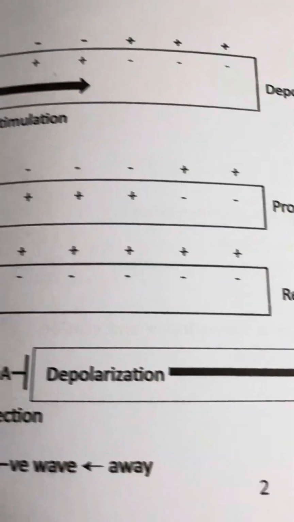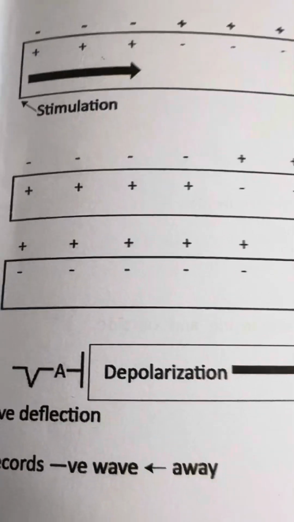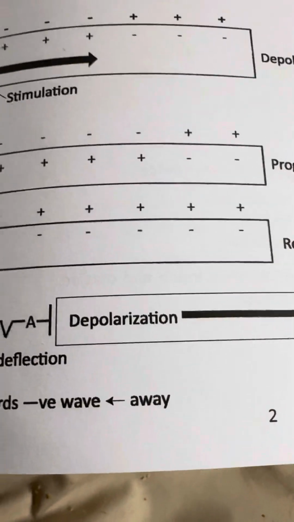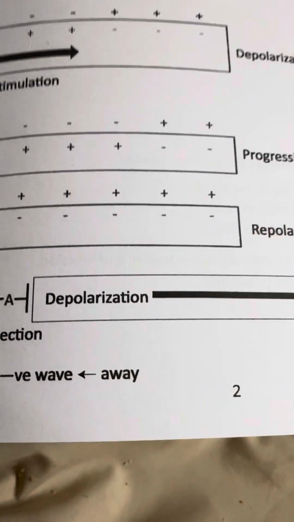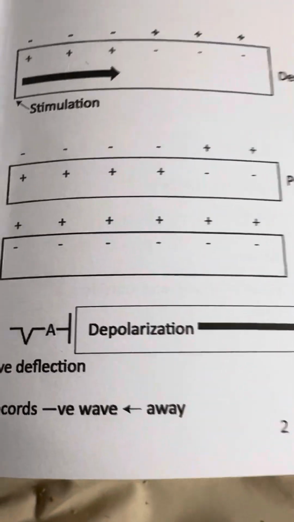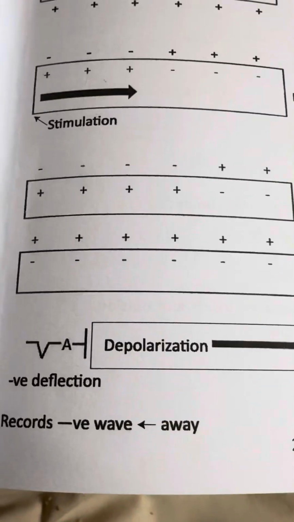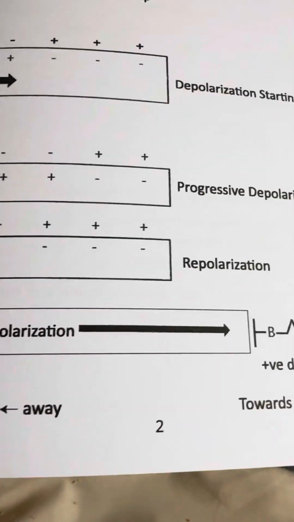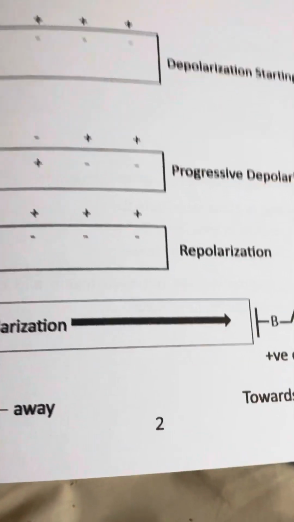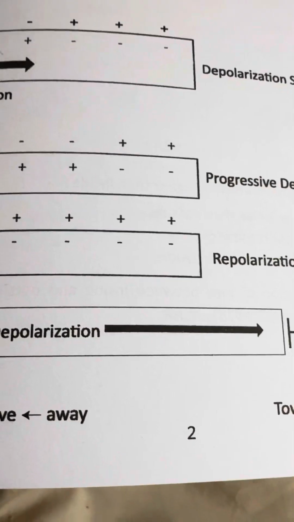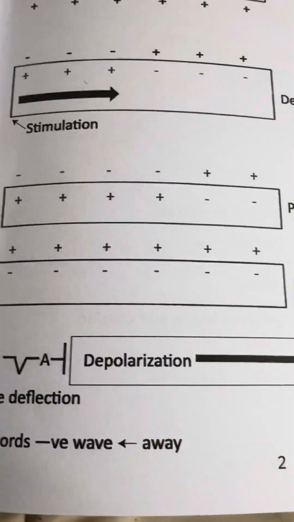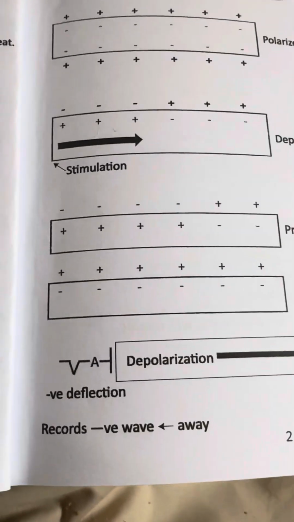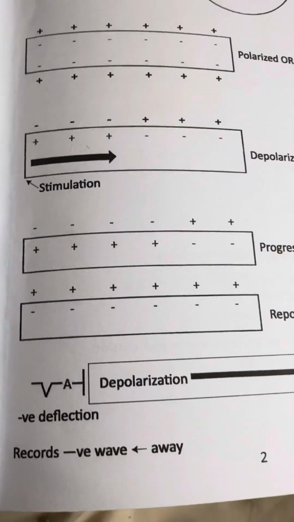Now remember another thing. The distance it has traveled, the part behind is restored to the original state. That means positive outside, negative inside. And this is known as repolarization, going back to the polarized state. Let me sum up the thing which I told you.